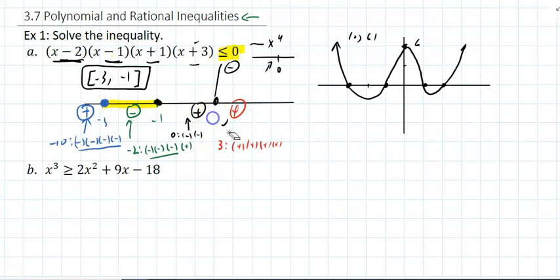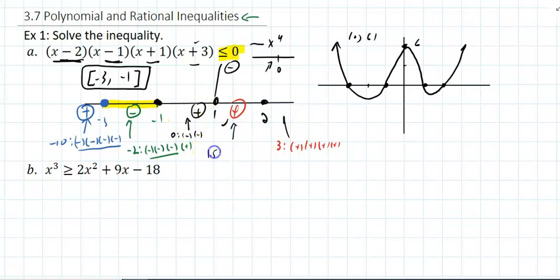I missed one more point. Okay, that's what it is. This was a 1. When I moved this, I missed the point 2. I didn't pick anything between 1 and 2. So this here was to the right. I picked 0. I didn't pick anything between 1 and 2.